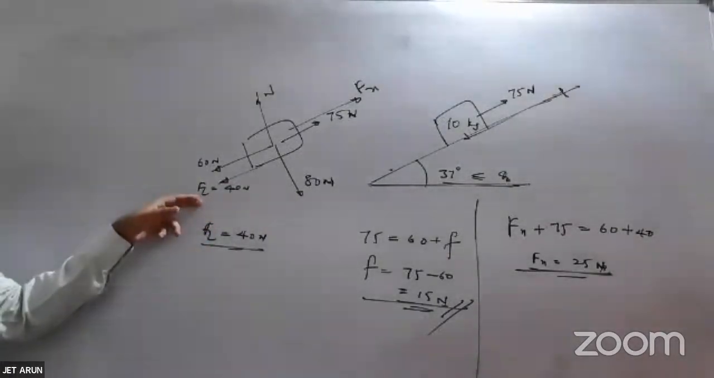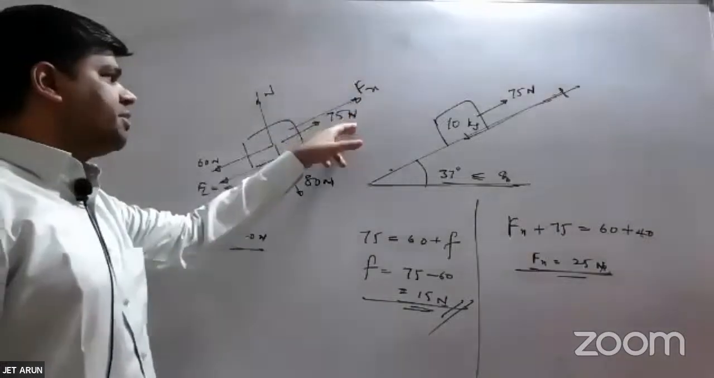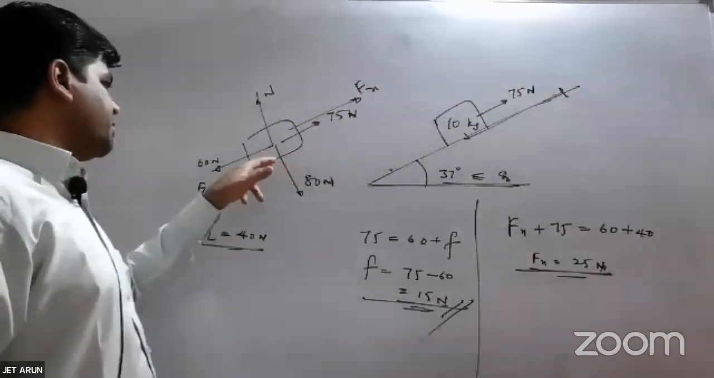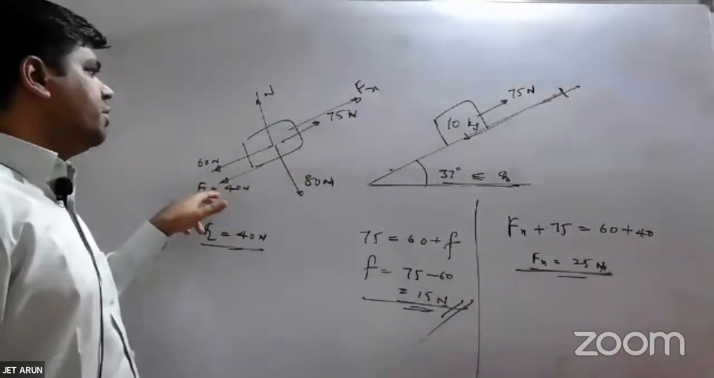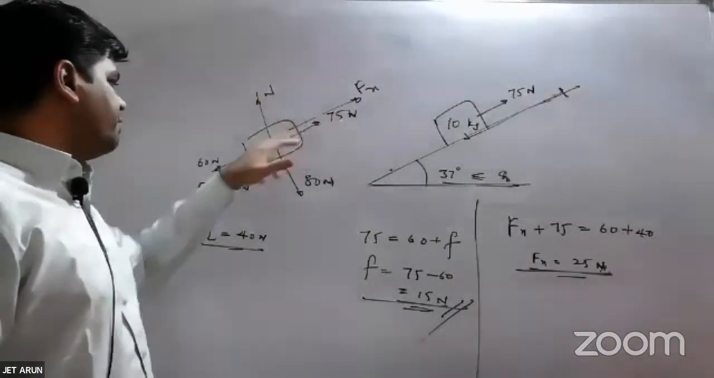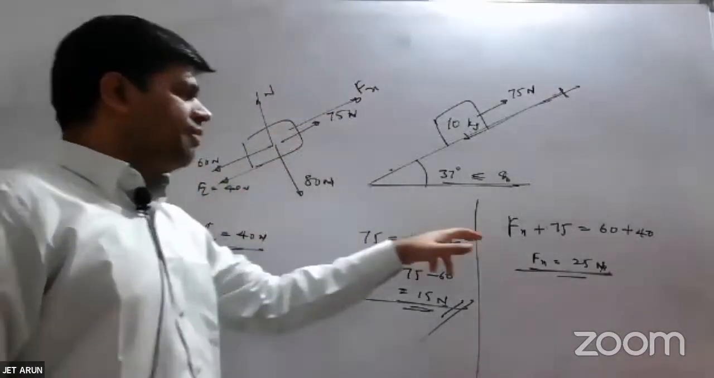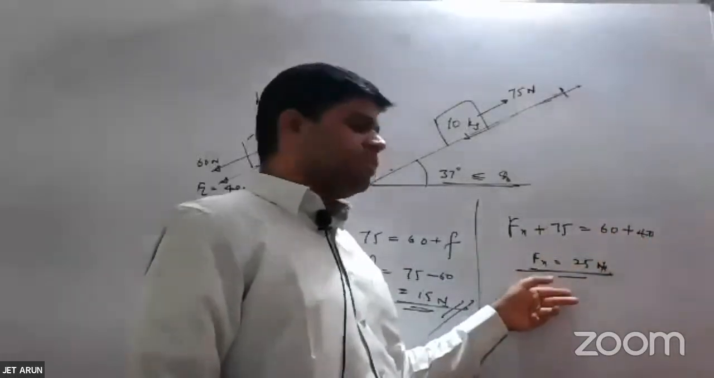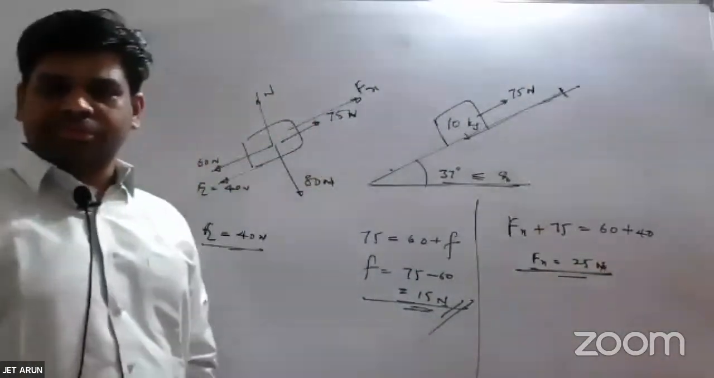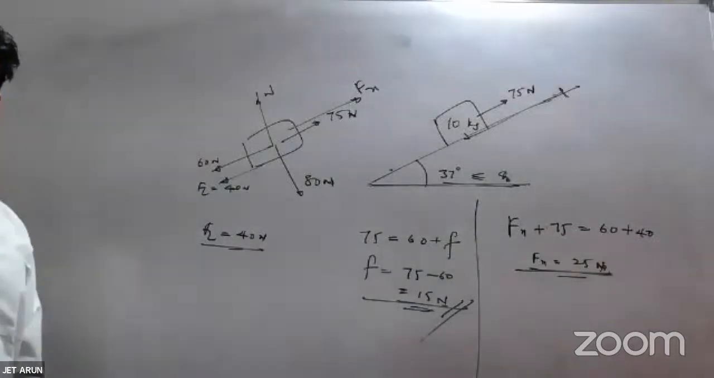Net downward force is 60 plus 40. Upward force should be Fx plus 75. For it to move up the plane, friction acts down the plane, which is the limiting value. So Fx plus 75 should be equal to 60 plus 40. Fx is equal to 25. Is that okay?